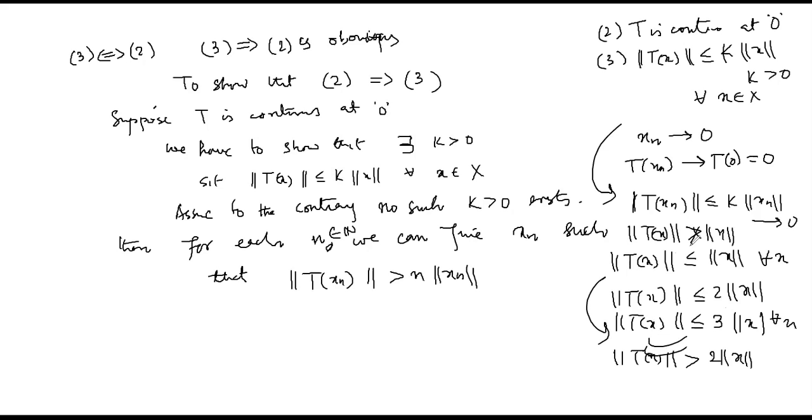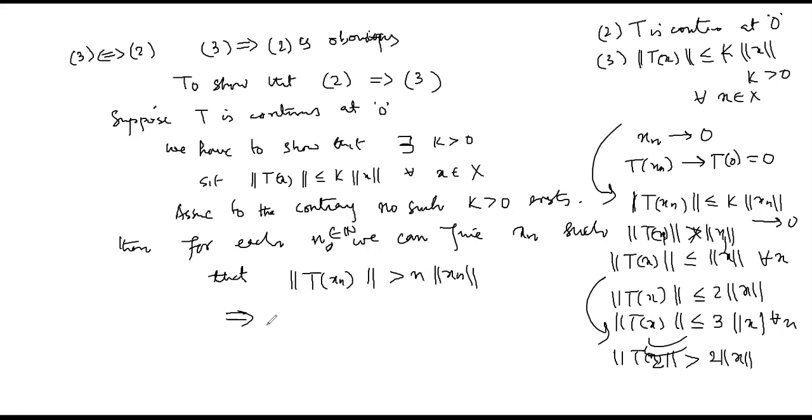We name the first such x as x_1, the second as x_2. Similarly, the x such that norm of T of x is strictly greater than 3 times norm of x, we name x_3. So in general, I can get a sequence of vectors, one for each natural number, such that norm of T of x_n is bigger than n times norm of x_n.